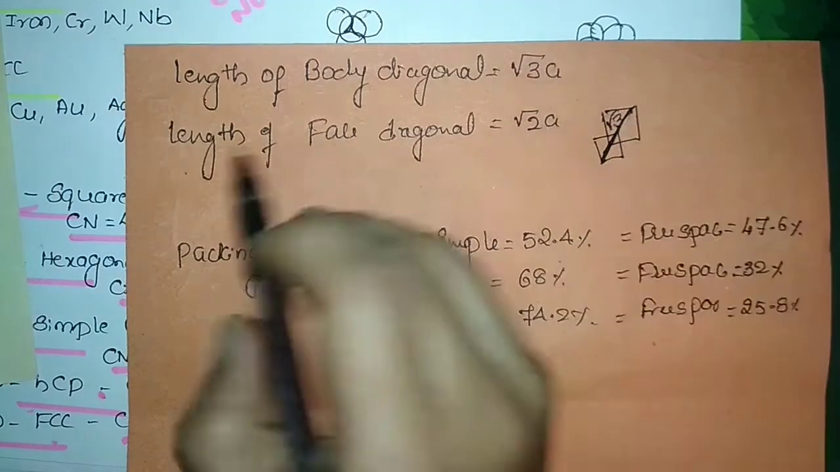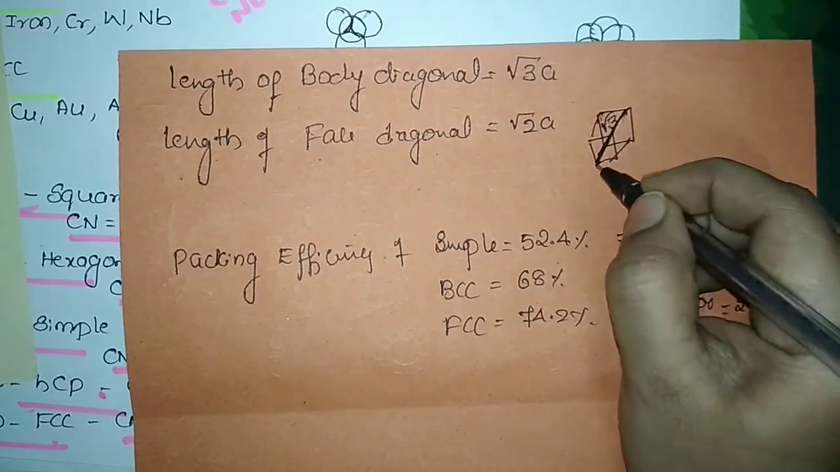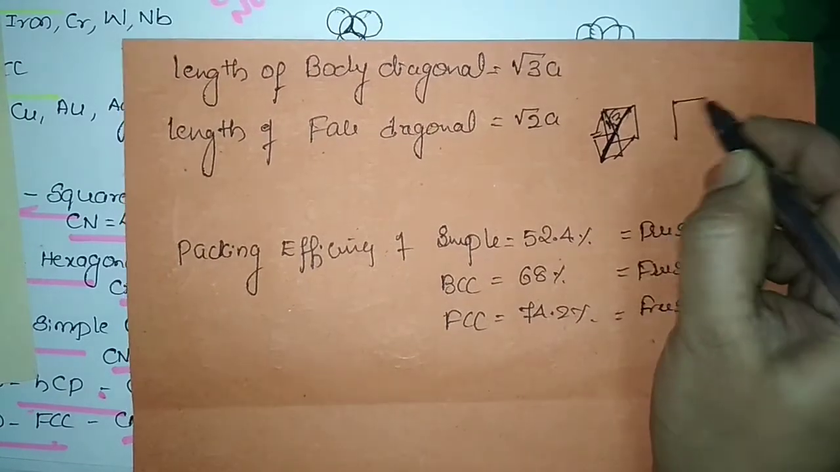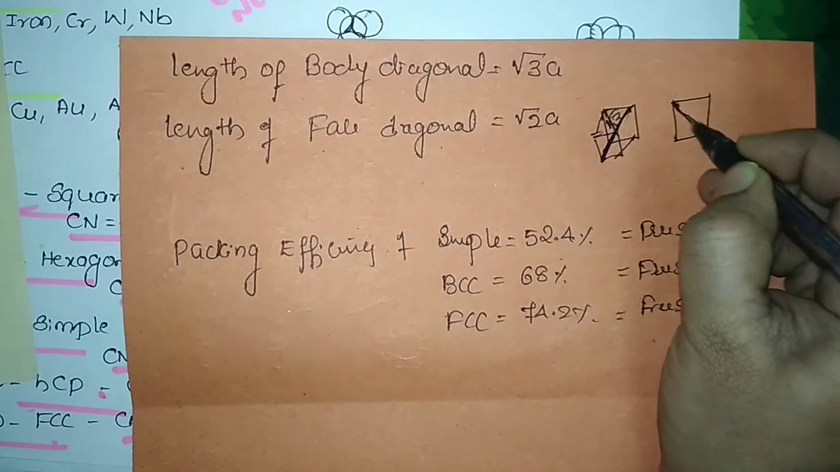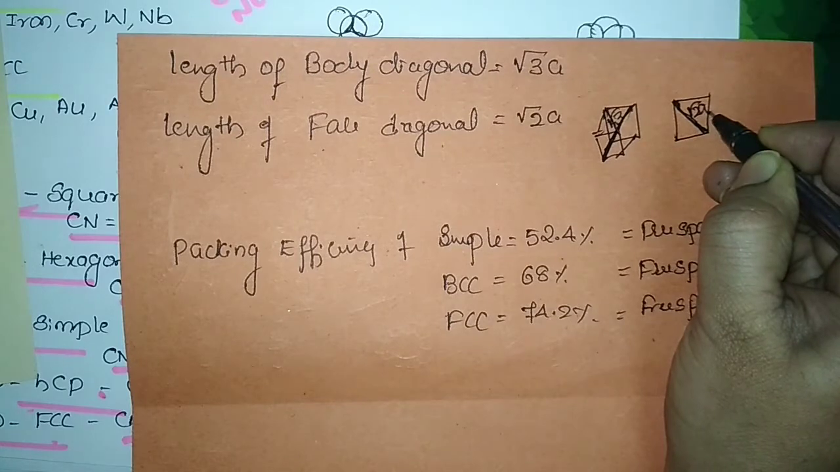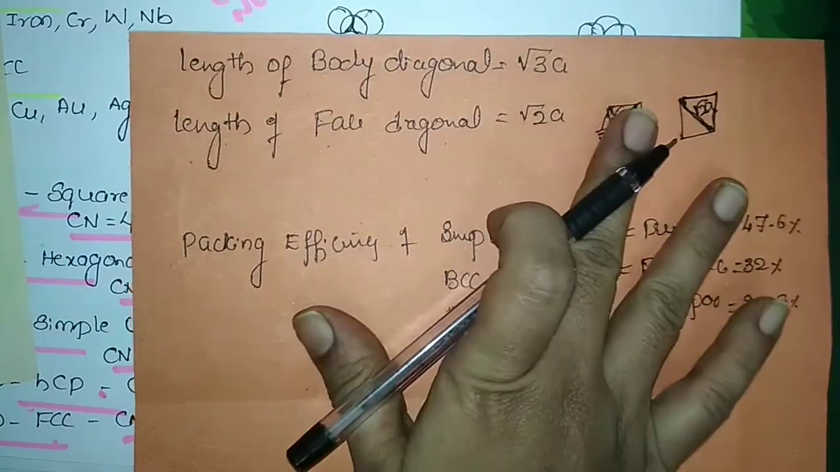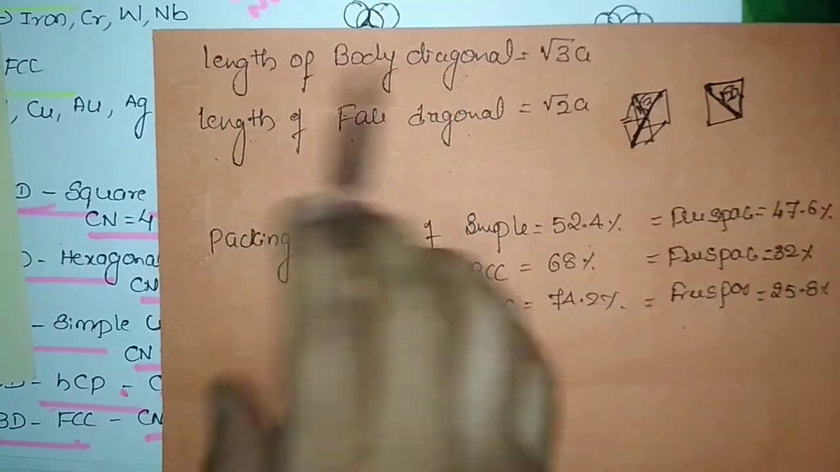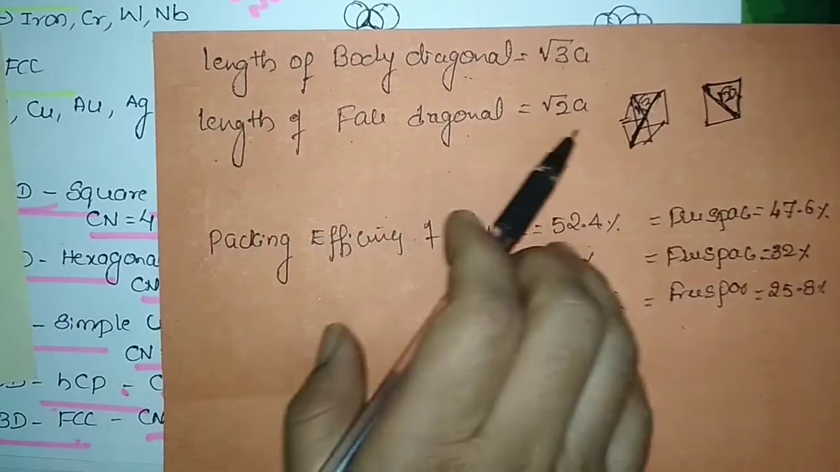Similarly, face diagonal means the diagonal that is present on the face. If I consider this face, this is called a face diagonal. The length of this face diagonal is root 2a. How is it determined? By Pythagoras theorem. It is very important to remember: the total length of a body diagonal is root 3a, and the length of a face diagonal is root 2a.